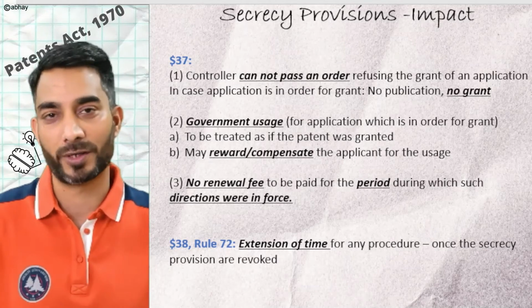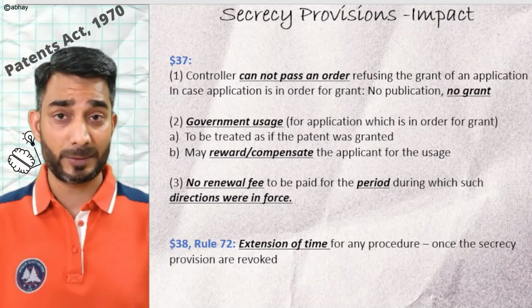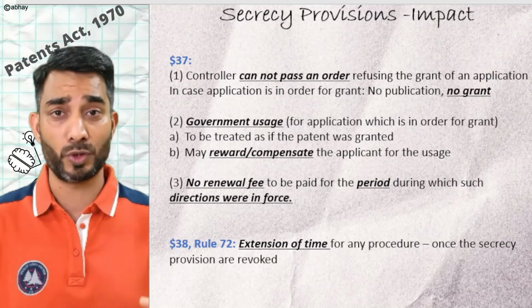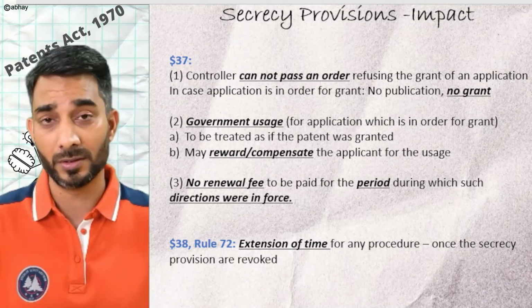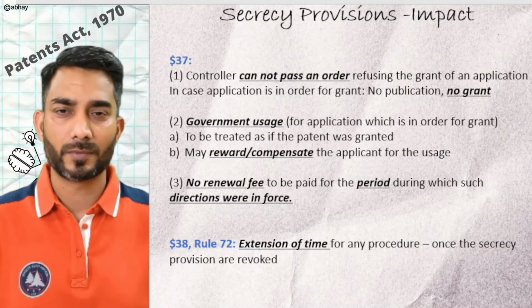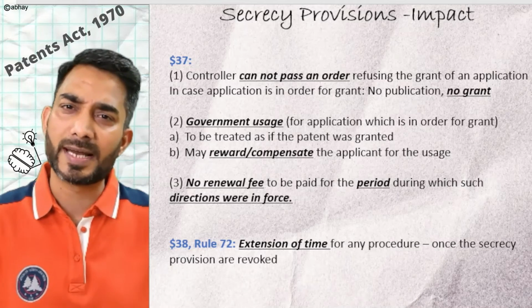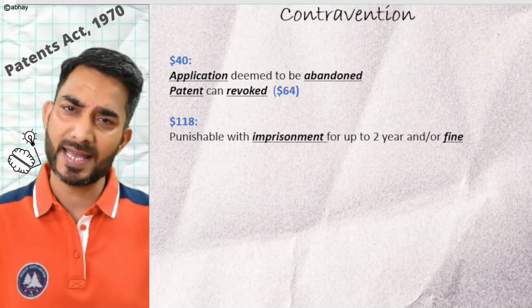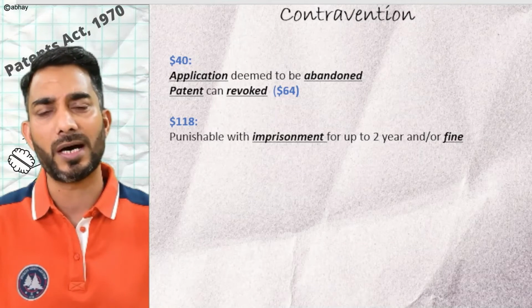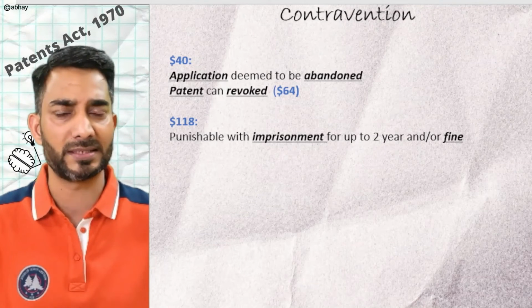As per the secrecy provision, a specific direction is given by the controller to not publish or not communicate information pertaining to the invention. What if an applicant doesn't comply with it? How are such situations handled by the Act? In case of non-compliance, there are 2 sections which talk about how to deal with it.